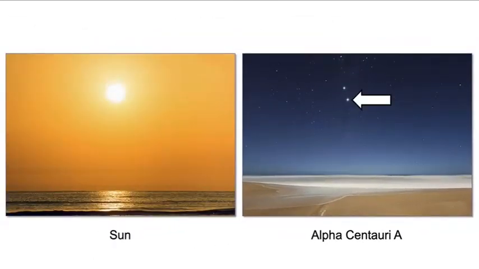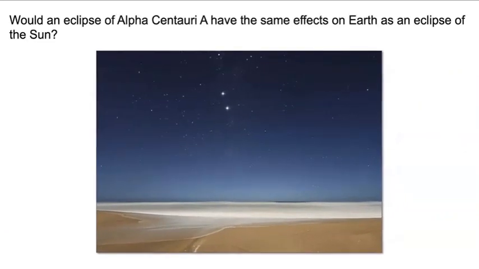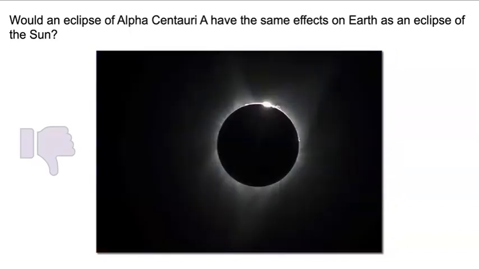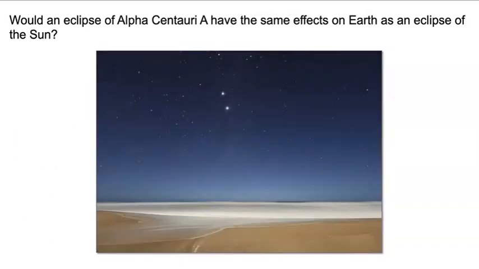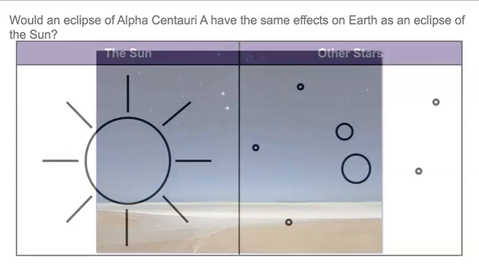Alpha Centauri A is one of the stars closest to Earth, but it is still so far away that it appears small and dim in the sky when compared to the sun. Other stars are much farther from Earth, so they appear even smaller and dimmer in the sky than Alpha Centauri A. Would an eclipse of Alpha Centauri A have the same effects on Earth as an eclipse of the sun? I don't think so. Do you? Alpha Centauri A is too far away for an eclipse to have the same effects on Earth as an eclipse of the sun. The light from Alpha Centauri A does not create daylight on Earth, and the heat from Alpha Centauri A does not heat up Earth.